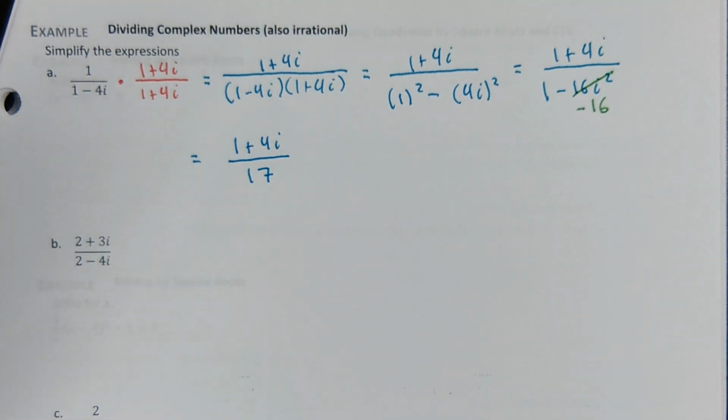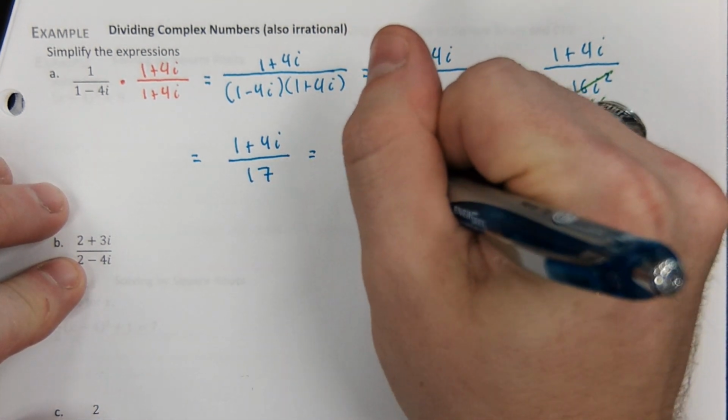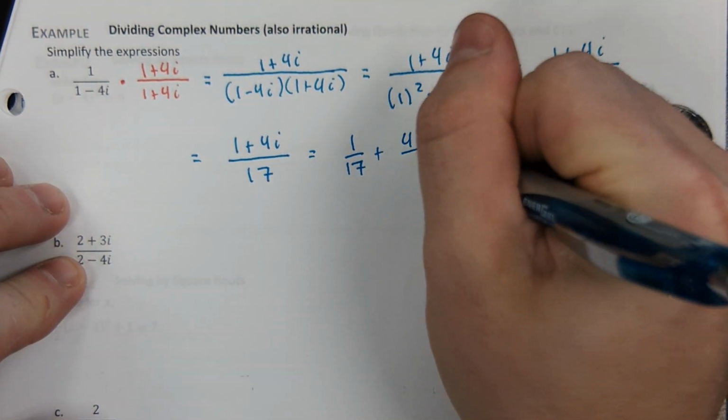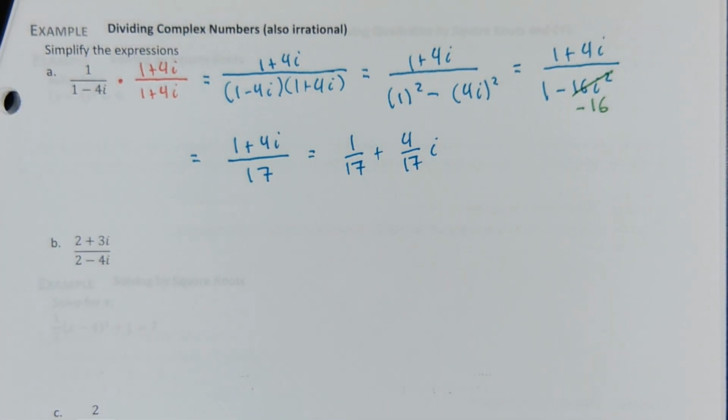We're still not finished, because this is not in a plus bi format. So it is still not in standard form. The way you get it into standard form is to split it into two fractions: 1 over 17 plus 4 over 17 with an i behind it. Now it says a plus bi.